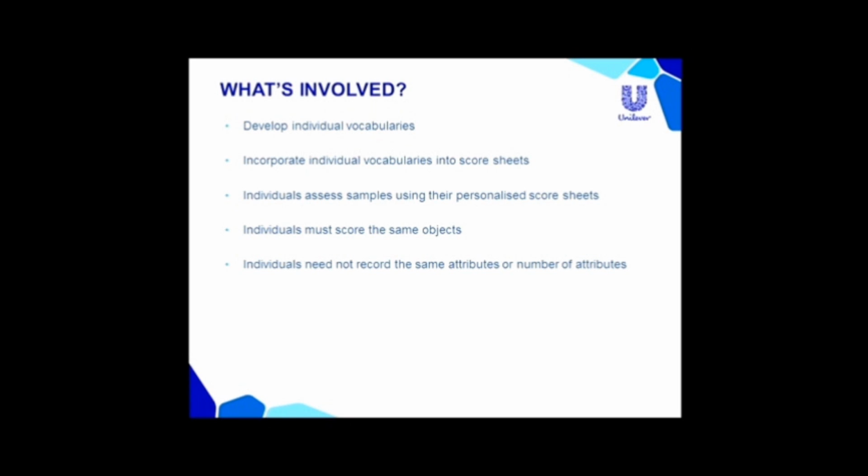The only thing that you do have to have, obviously, is that everybody must score the same objects. Otherwise, you've got no way of doing anything with the data. So as long as you've got something which is consistent, we're OK. So you can have different attributes and different numbers of attributes as well. One person might think there are 4 or 5 things that are important. Somebody might come up with 10 or 3. Doesn't matter. We let them choose.